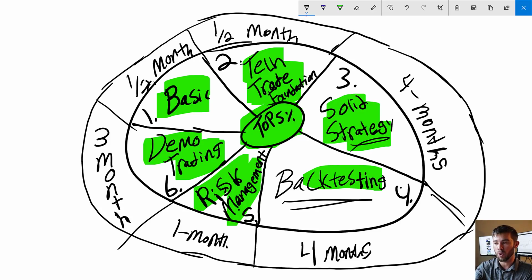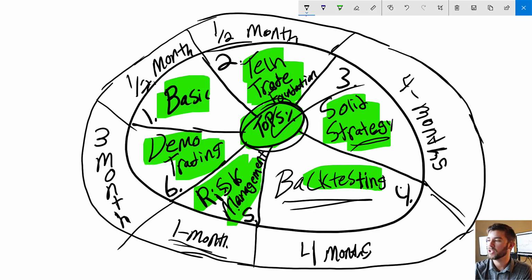It would be about 1 month on creating a solid foundation. It would be 4 months for a solid strategy. That gives you 5 months, 9 months after backtesting, 10 after risk management, and somewhere around a year to a year and a couple of months would get you all the way around the horn to creating that profitable top 5% trader. So that's the process of becoming a top 5% trader.